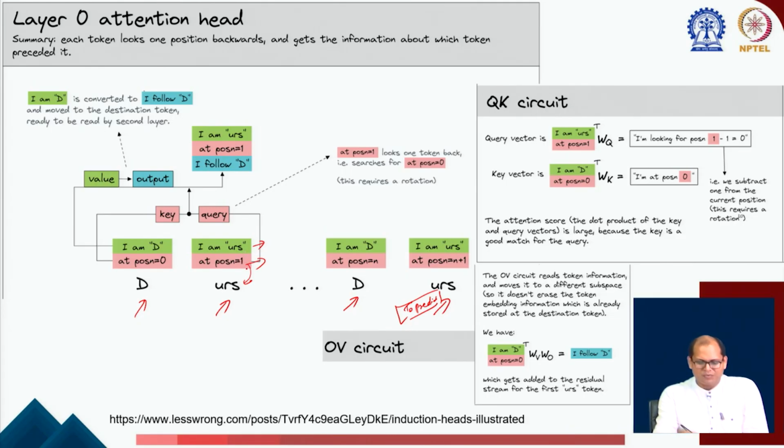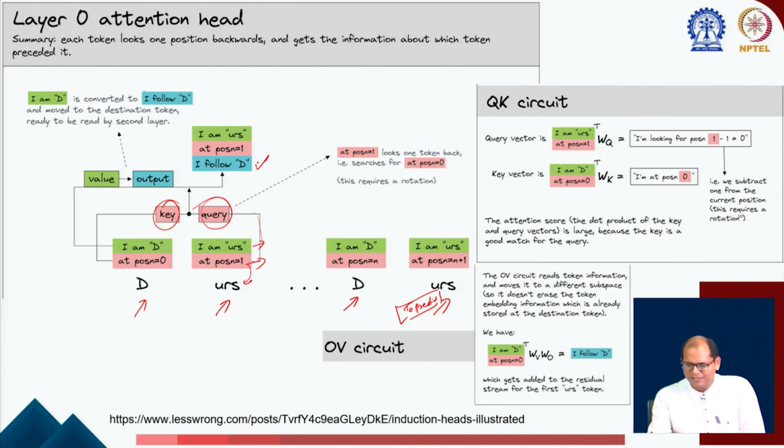So, you will get a query to represent this word. The query comes from here, and I will look at the previous token, that is D. So, the key comes from there. I get the dot product, I get the output, and I get the corresponding value from here. Then I multiply it with the output matrix and put it in a new subspace. So, what do we get here?